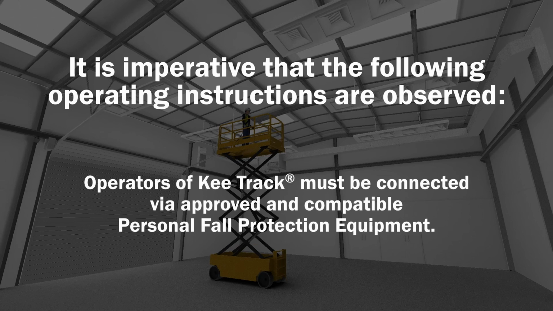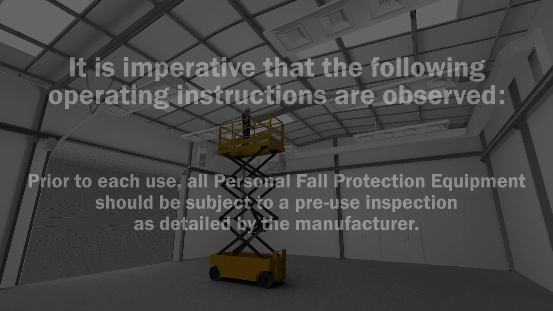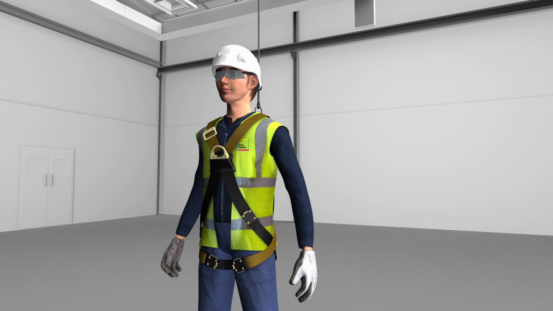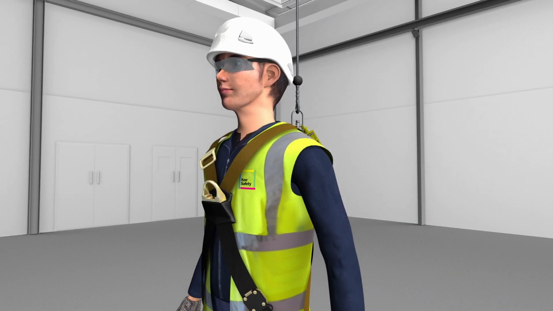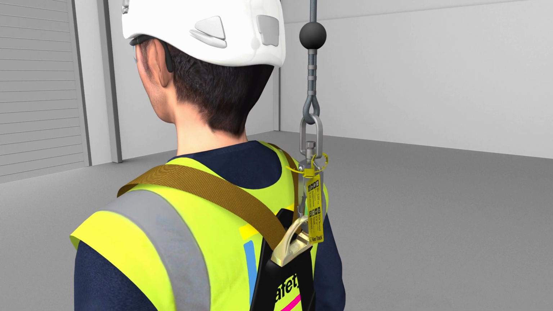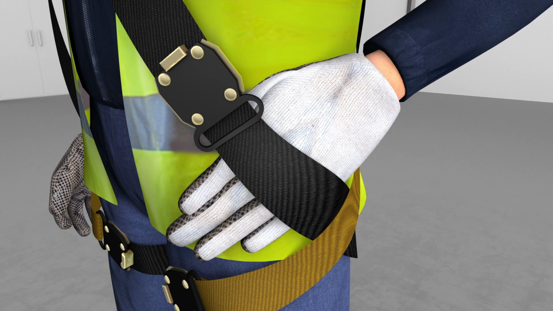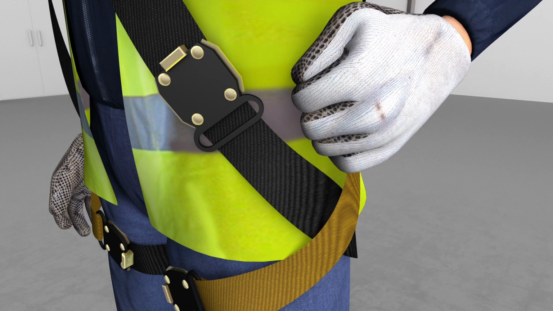Operators of Kee Track must be connected via approved and compatible personal fall protection equipment. Prior to each use, all personal fall protection equipment should be subject to a pre-use inspection as detailed by the manufacturer. Ensure a full body harness with rear dorsal attachment is used, and once fitted, all adjustable webbing straps are adjusted to ensure a supportive and comfortable fit. As a guide, the user should be able to slide an open hand between all webbing elements, but not a closed fist.